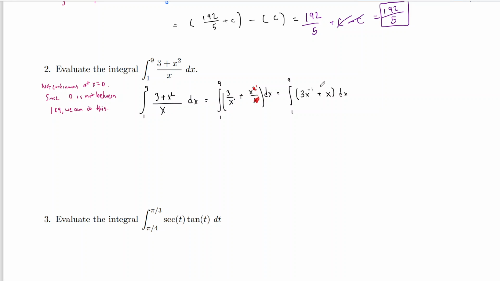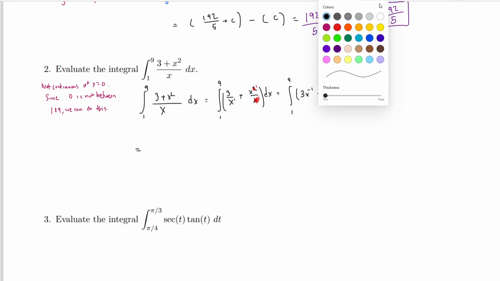Okay, so we're right there. We have 3x to the negative 1 plus x. Well, as we mentioned in the previous, every time we have a plus or a minus and some numbers, we can worry about just doing the integral or the antiderivative of the x part.